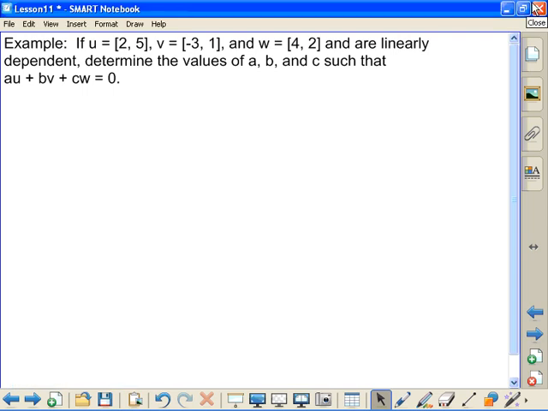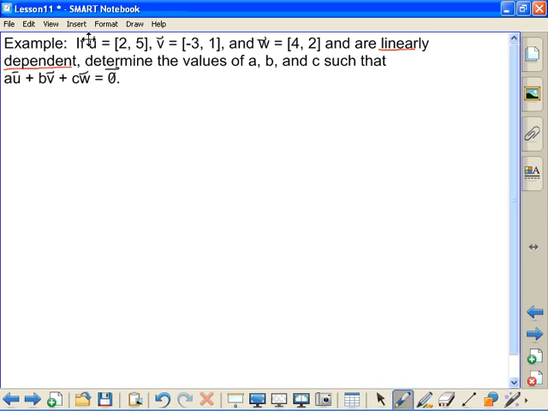Okay, for this example, we are given three vectors, u, v, and w, and we are told that they're linearly dependent. So the question is telling us up front, these ones are linearly dependent, which means that we can rearrange them to form a closed triangle. So we need to find the coefficients a, b, and c to make that happen, to get us that closed triangle or the zero vector.